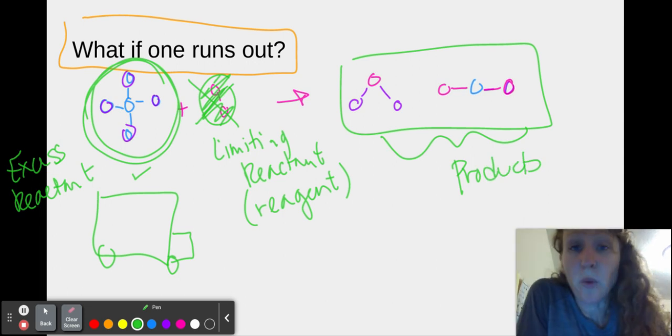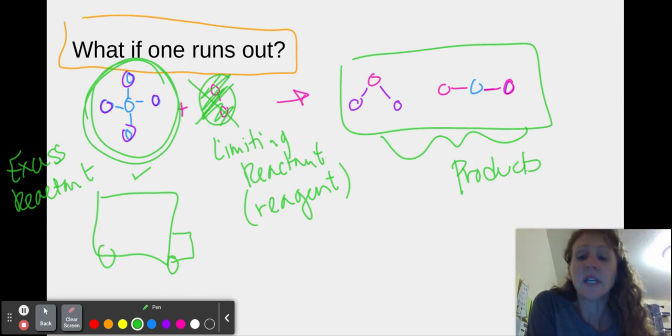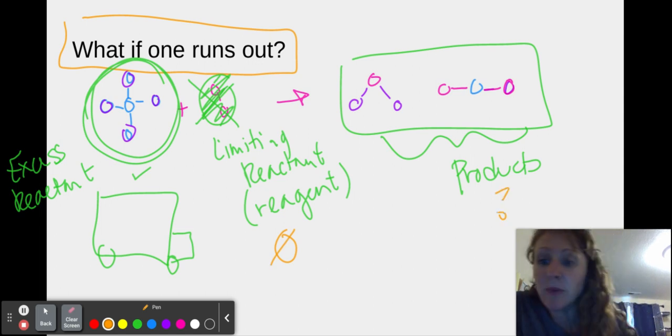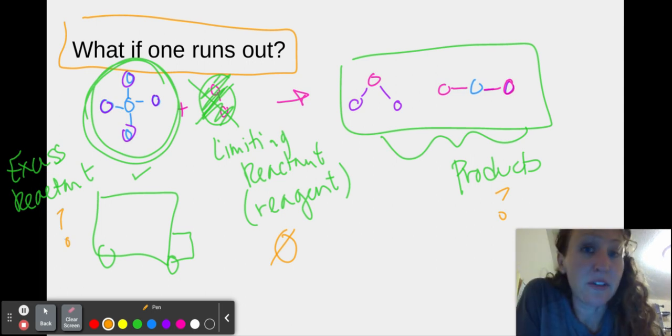So, big picture, what happens if one of our reactants runs out? Well, our reaction stops. That thing is gone. We can't use it anymore to make more of the product, and our reaction's going to stop. We have made some product, but we also have some of one of our reactants left over. Now, the question that we ask next as chemists would be, well, how much? We know we have no limiting reactant left, but how much product have we made? And how much excess reactant do we have left over?